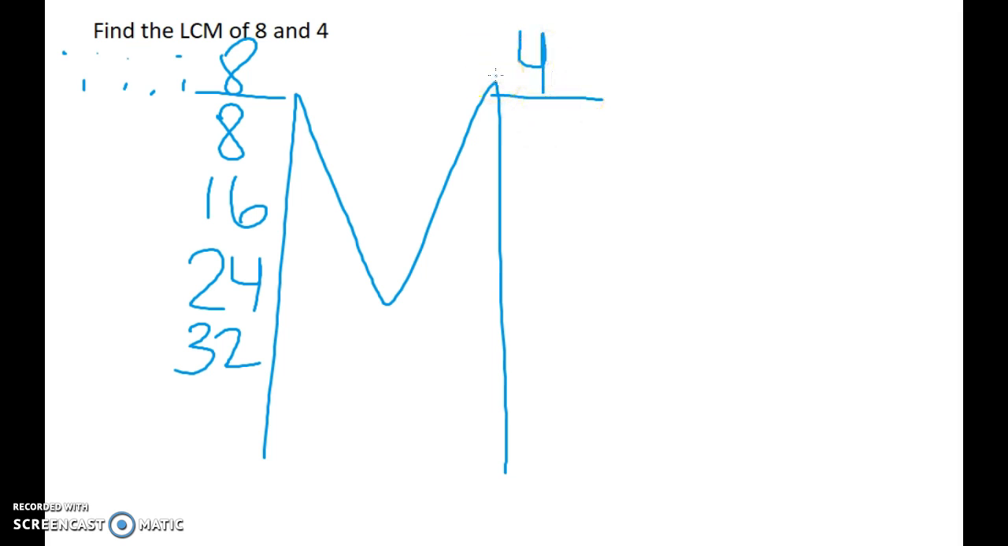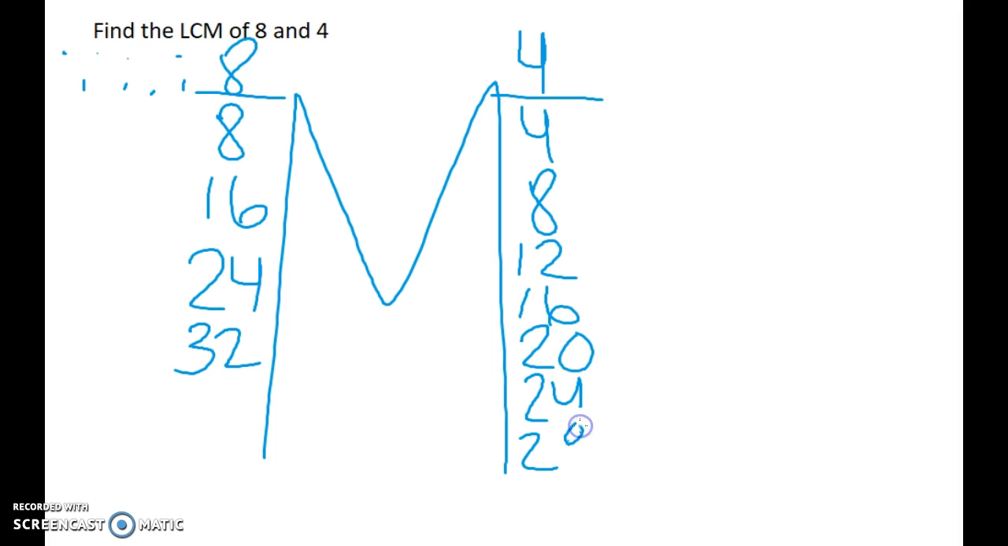I'm now going to list my multiples of 4. How many multiples of 4 do I need to list? I look to the next number, 8. So I need to list 8 multiples of 4. So skip counting by 4s. 4, 8, 12, 16, 20. So far I have 1, 2, 3, 4, 5. I need to keep going. 20, 24, 28, 32. 1, 2, 3, 4, 5, 6, 7, 8.